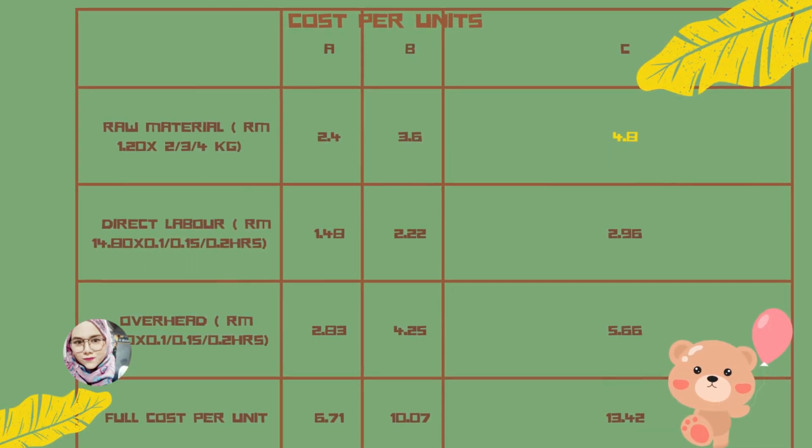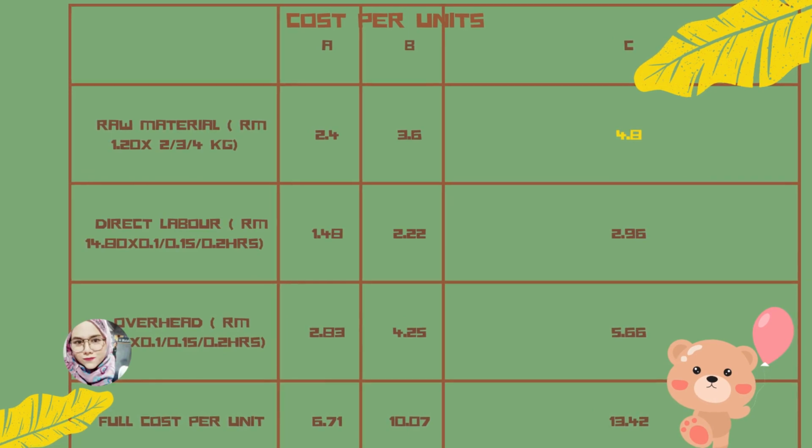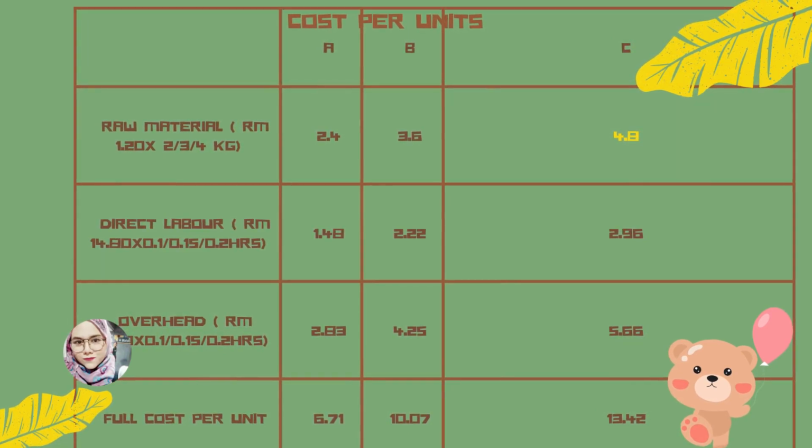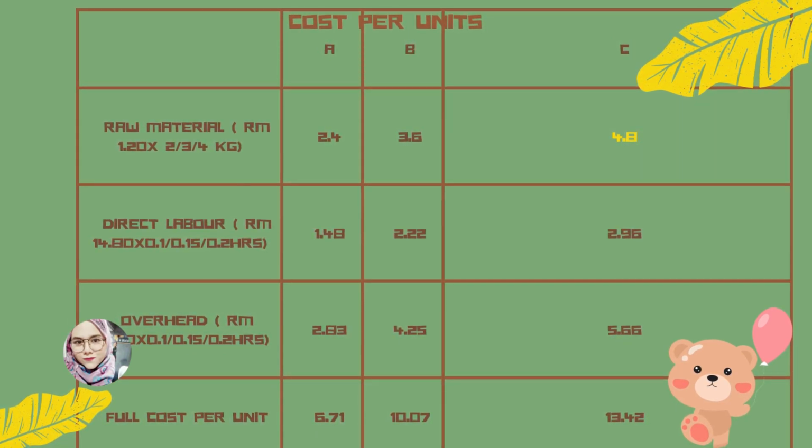Okay, cost per unit for product A, B, and C. We start from raw material, which is RM 1.20 times 2, 3, or 4 kg. For product A, we got 2.4. For product B, we got 3.6. And for product C, we got 4.8.